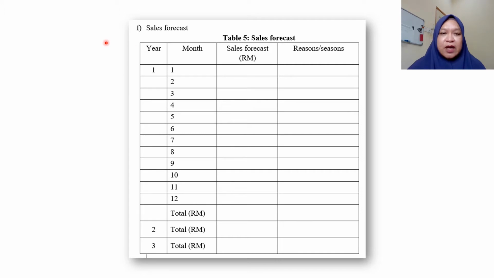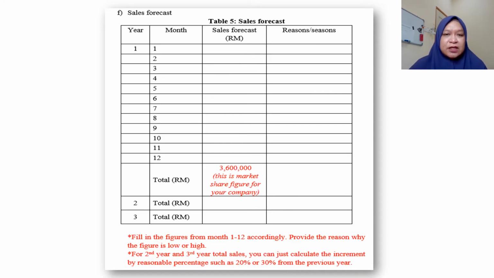Next, for F we have the sales forecast. We have this table, so you draw this table exactly like this. We have 4 columns. For the first year, you have to list from the first month until the 12th month, and also the total. And then the second year and third year. I mean that we will calculate up until 3 years of operation.